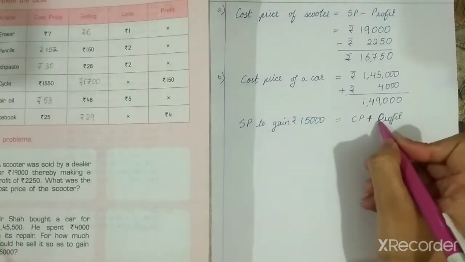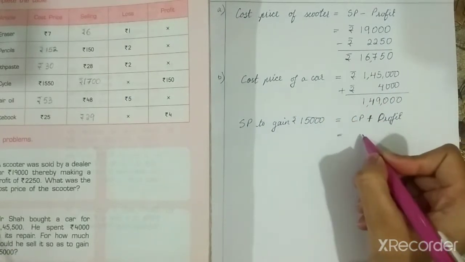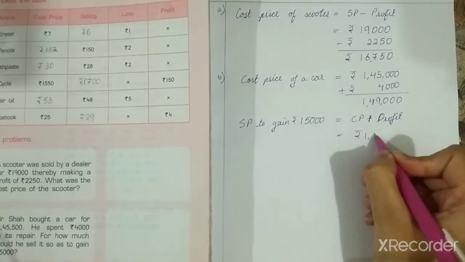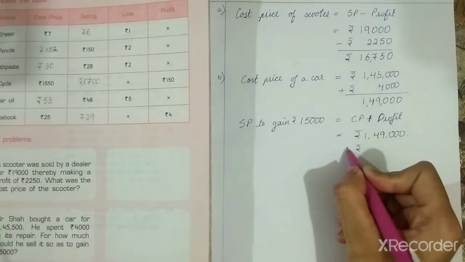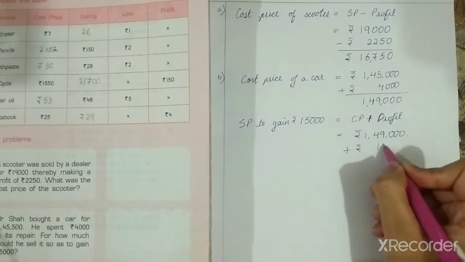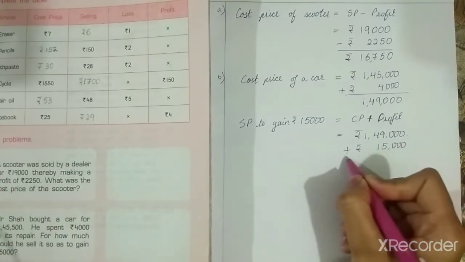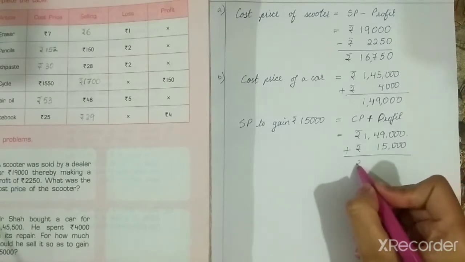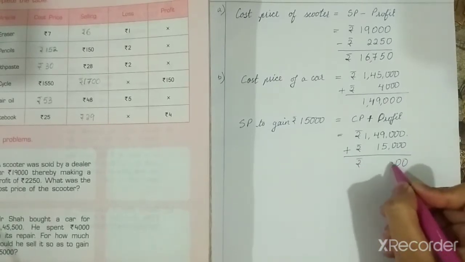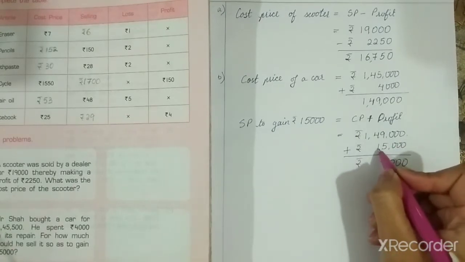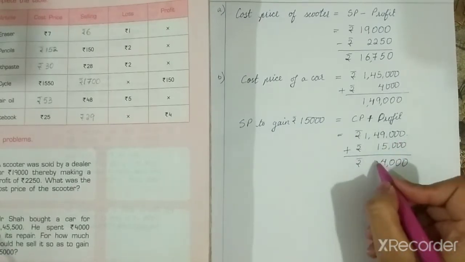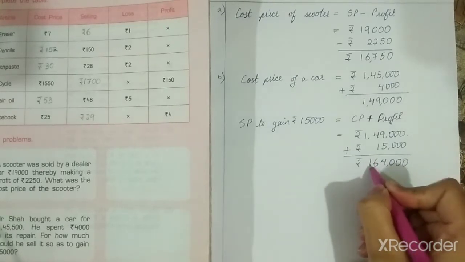CP plus the profit. The cost price is 1,49,000 and the profit to be made is 15,000, so that I will get the SP, the selling price. 9 + 5 = 14, 4 + 1 = 5, with the carry forward 1 it becomes 6.